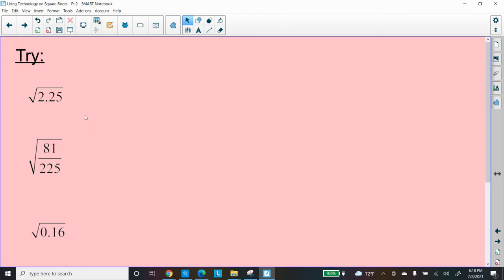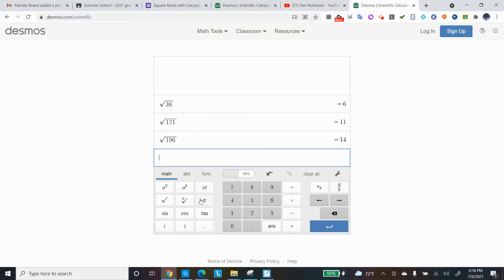So let's do the first one, square root of 2.25. All right, so let's clear this. Square root button, 2.25. And let's press enter, and it gives you 1.5. So you're allowed to get decimal square roots. So it'll give you a decimal answer, by the way.